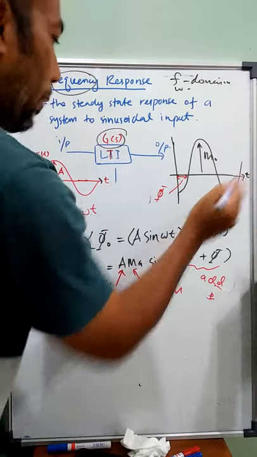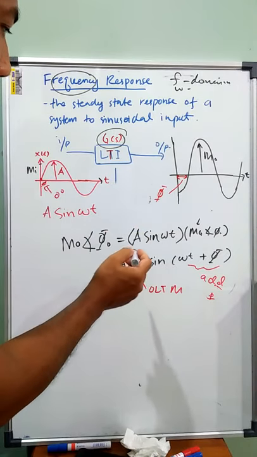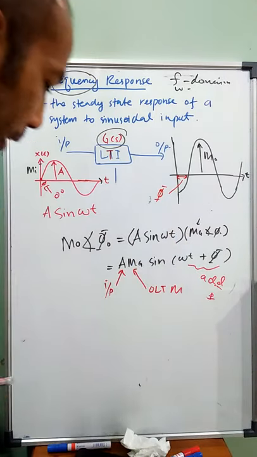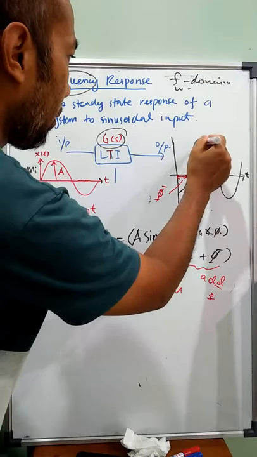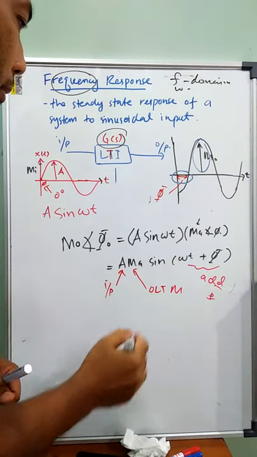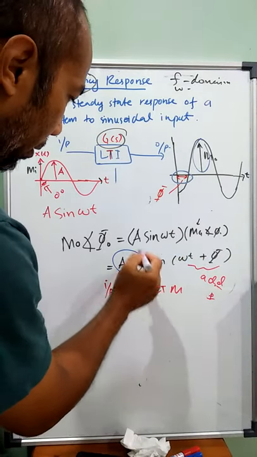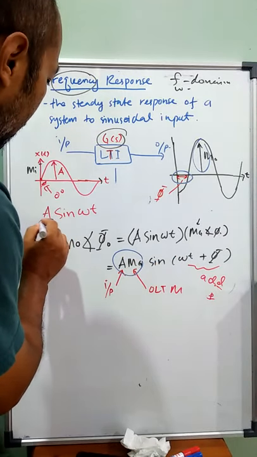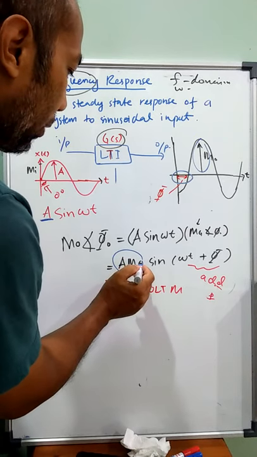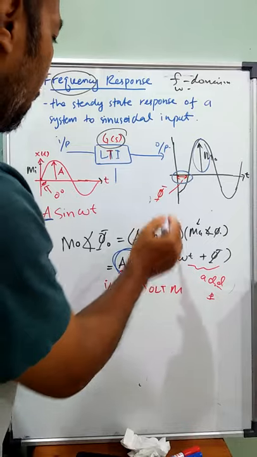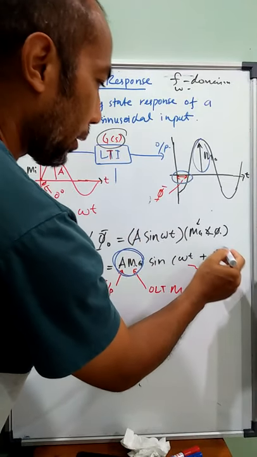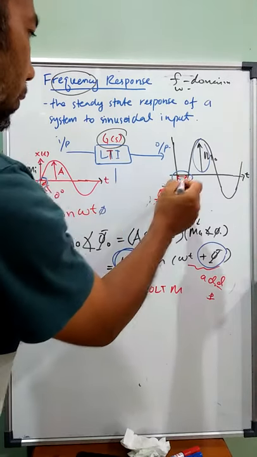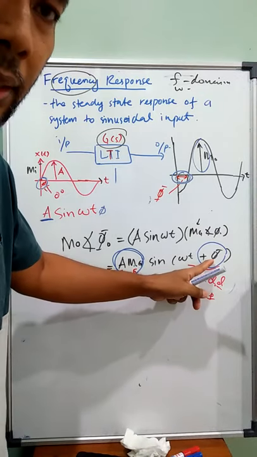The input is also in the time domain. So we can see that the output changes in magnitude and phase angle. The changes in magnitude: with input A, the output becomes A times the magnitude gain, AM. So there are changes in magnitude, and also changes in phase shift, from zero to some phase shift.